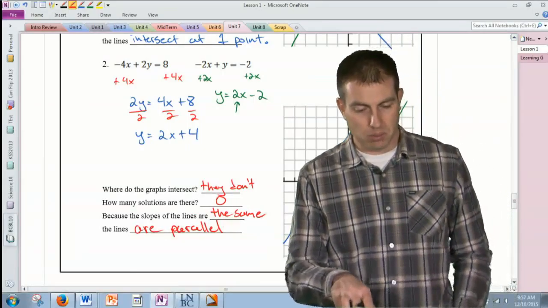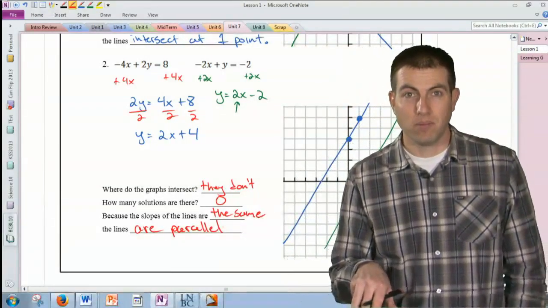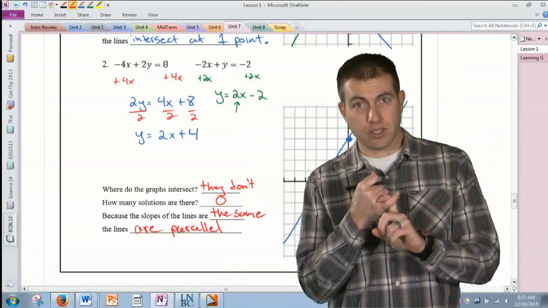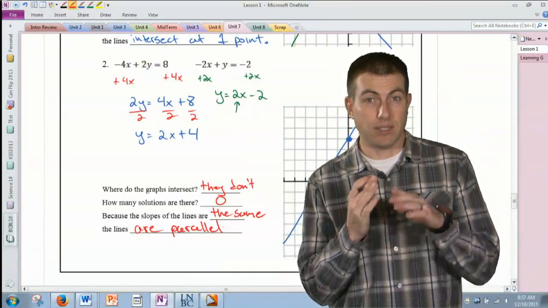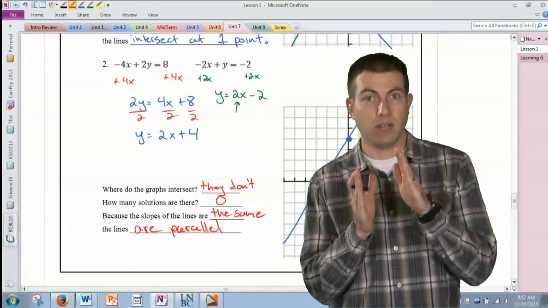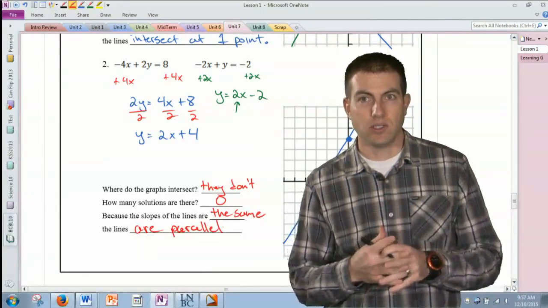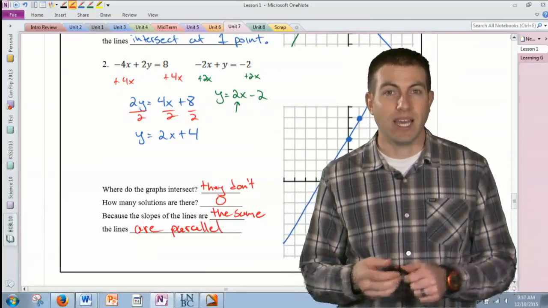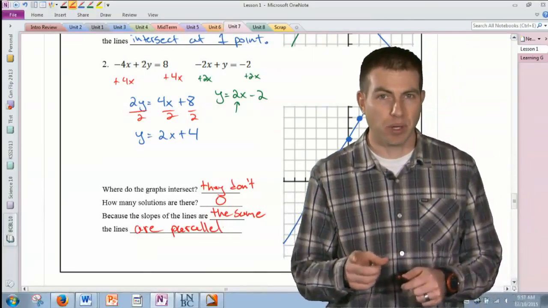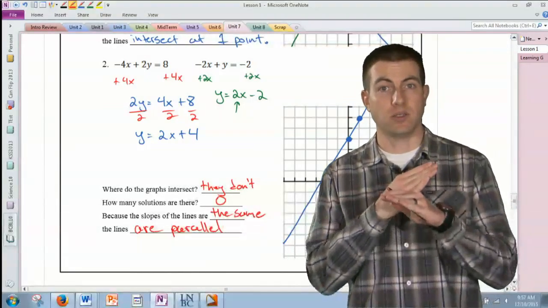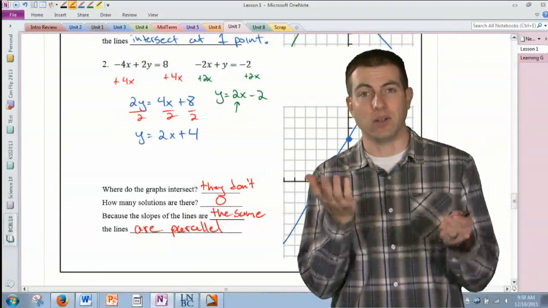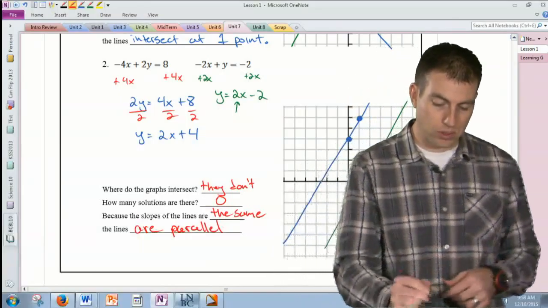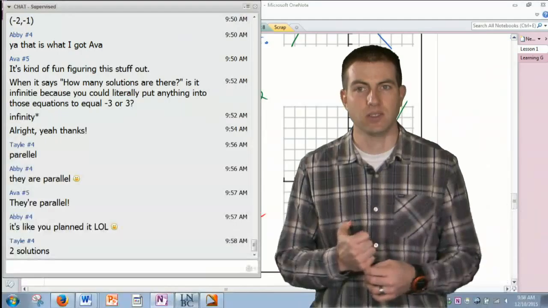Can anyone maybe jump to the next possible scenario? We've had lines that intersect, so they have 1 solution. We have lines that are parallel, which will have 0 solutions. Is there anyone that can maybe think of the third scenario? And I'm going to give you a hint. It has nothing to do with perpendicular lines, because perpendicular lines will intersect at a 90-degree angle, but there's only 1 solution. Kaylee, you're on the right track with 2 solutions, but it's more than that.